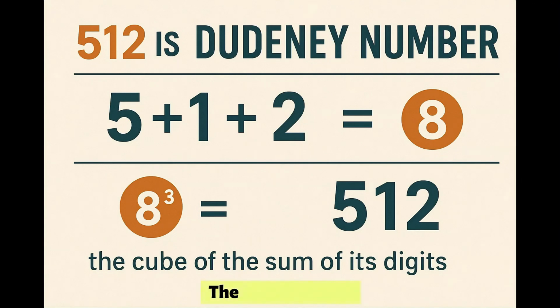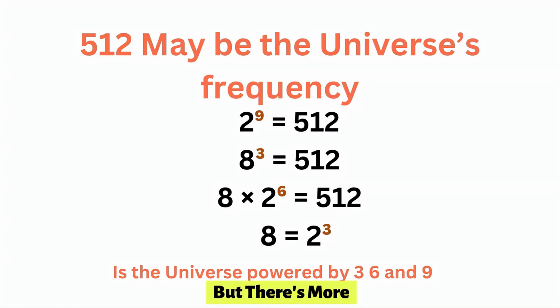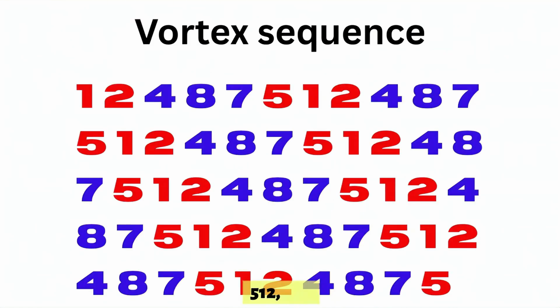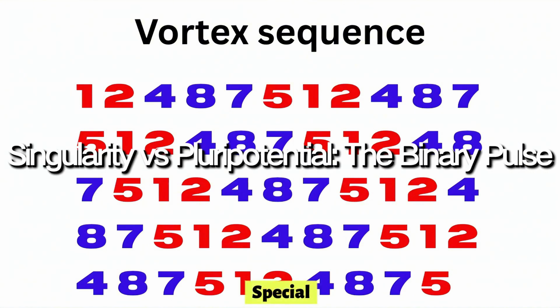And here is more. The number 512 is one of the 6 Dudeney numbers in base 10. A Dudeney number is a number that when you add up its digits, the sum of those digits cubed gives back the original number. In the case of 512, 5 plus 1 plus 2 equals 8. 8 cubed is 512. But there's more. The number 512 is derived by powering the binary 2 by 9, 8 by 3, and 8 times 2 by 6. The symbolic sequence 512, 487, 512, 487 is special.